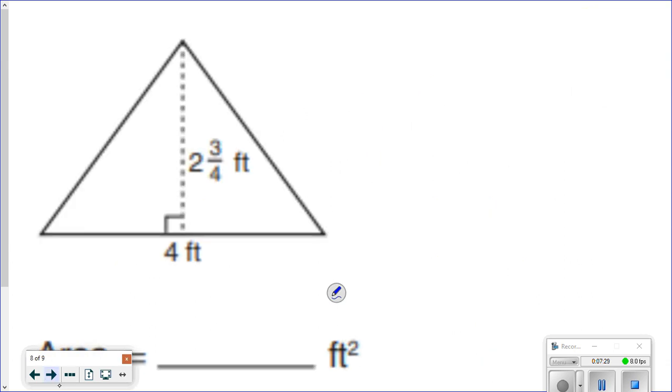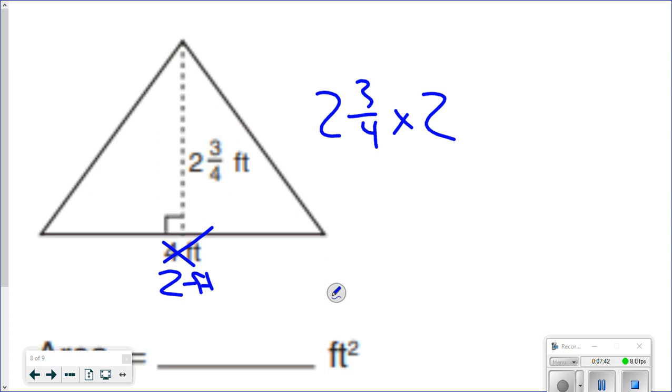We have a triangle here. Now when you're finding the area of a triangle, it's half the base times the height. So I'm automatically going to take this and turn this into 2 feet, okay? So I have 2 and 3/4 times 2. You're probably thinking, can the answer just be 4 and 3/4? That is not your answer.